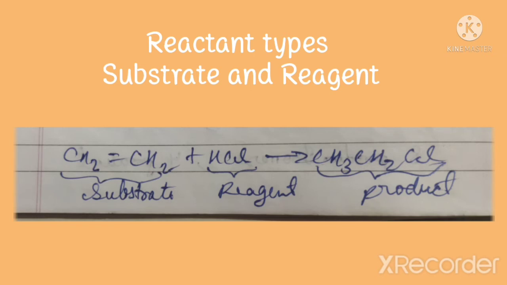Here ethene is reacting with hydrochloric acid and it will produce CH3CH2Cl. That is a product. Here there are two reactants, CH2=CH2, which is one reactant, and another reactant is HCl. CH2=CH2 is a substrate and HCl is a reagent. This means ethene is attacked by hydrochloric acid and they will produce CH3CH2Cl as a product.